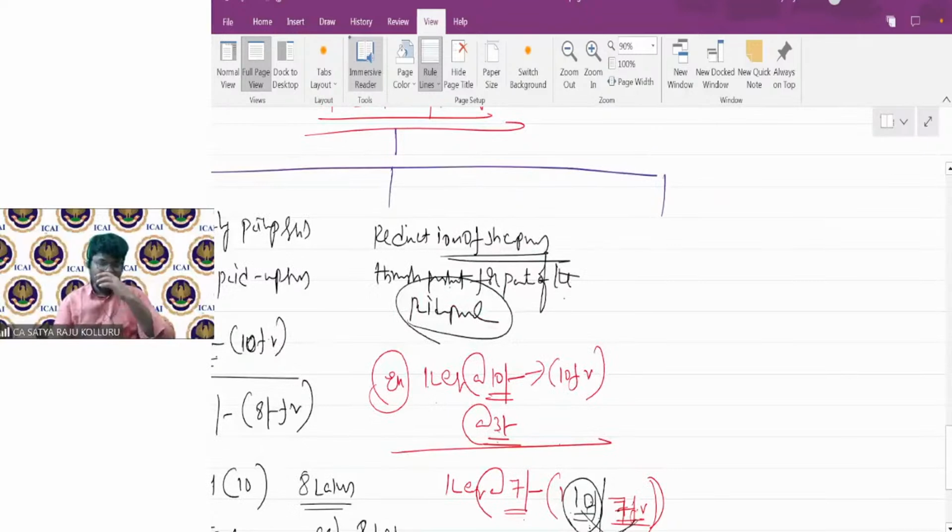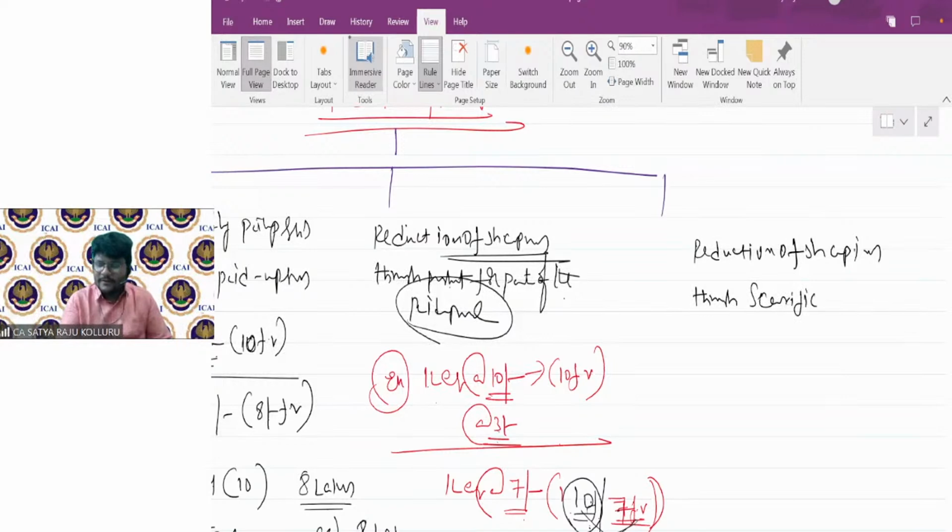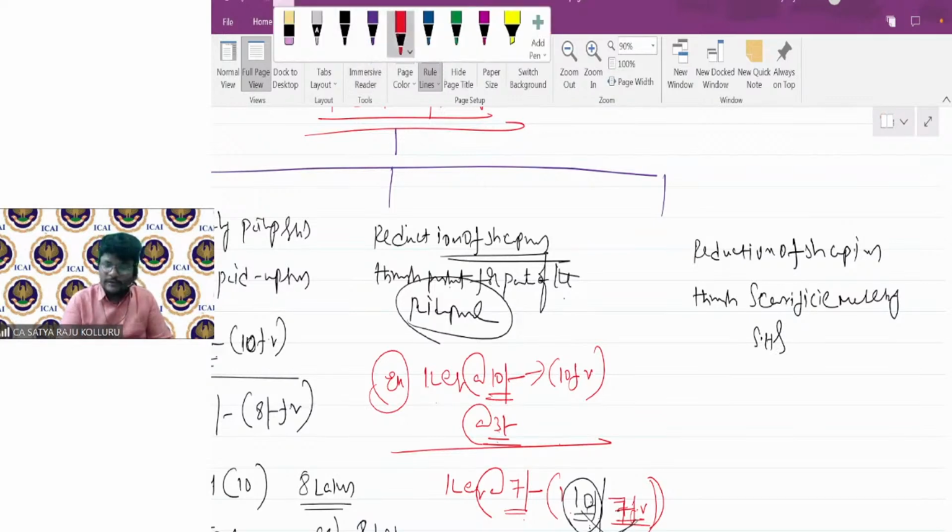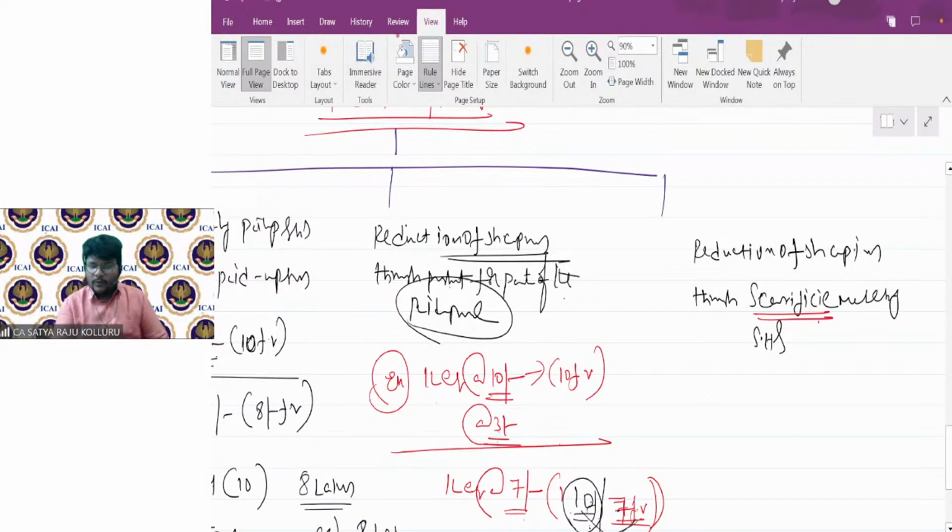Okay. So next, let me come to the third reduction. Reduction of share capital through sacrifice made by shareholders. Let me give an example. Sir, 1 lakh equity shares are there at the rate of 10 rupees paid up value, and the face value is also 10 rupees only.